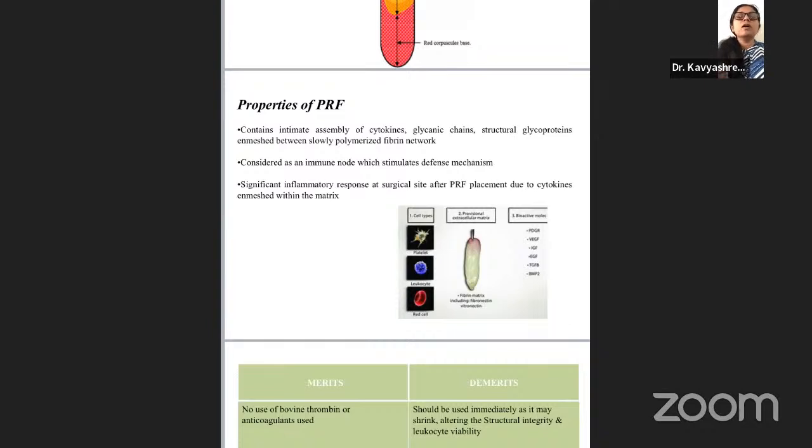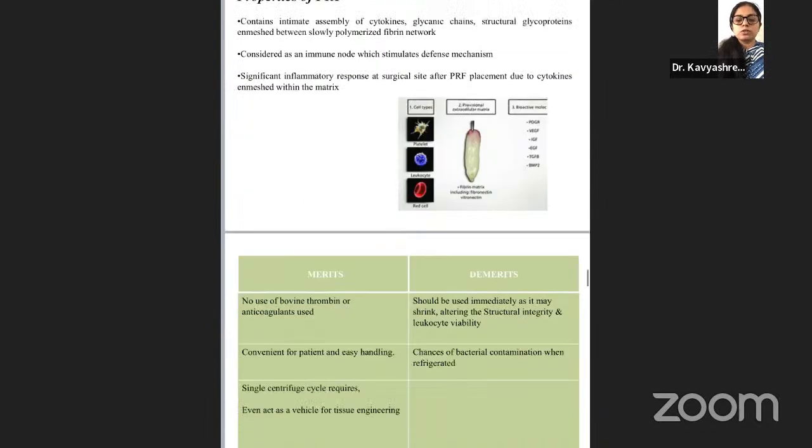So there will be a faster response to the formation of new tissue or bone, and everything will be faster in rate. Then there is a significant inflammatory response at the surgical site after PRF placement, due to the cytokines which are enmeshed within the matrix. So as I said, cytokines will be recruited to the particular sites.